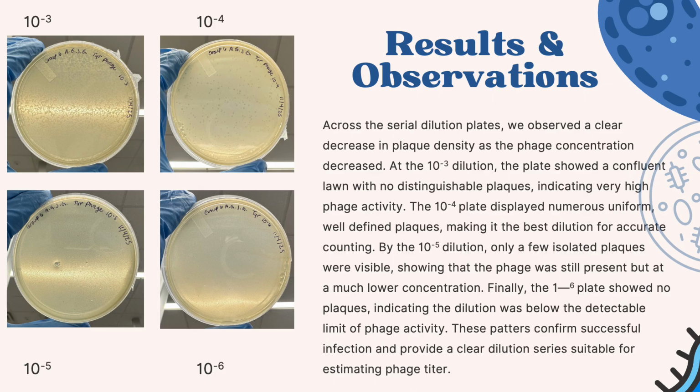On the bottom left, we have our 10-5 dilution, which showed only a few isolated plaques, meaning that the phage was still present but at a much lower concentration. And finally, on the bottom right, we have our 10-6 plate, which showed no plaques. This indicated that the dilution was below the detectable limit of phage activity. These patterns confirm successful infection and provide a clear dilution series suitable for estimating phage titer.